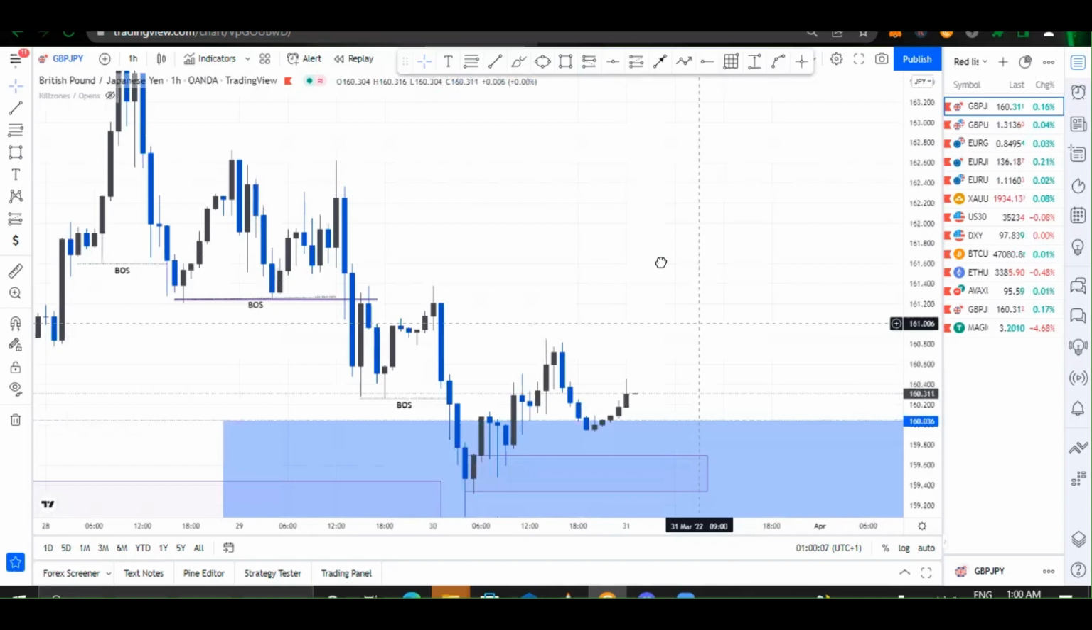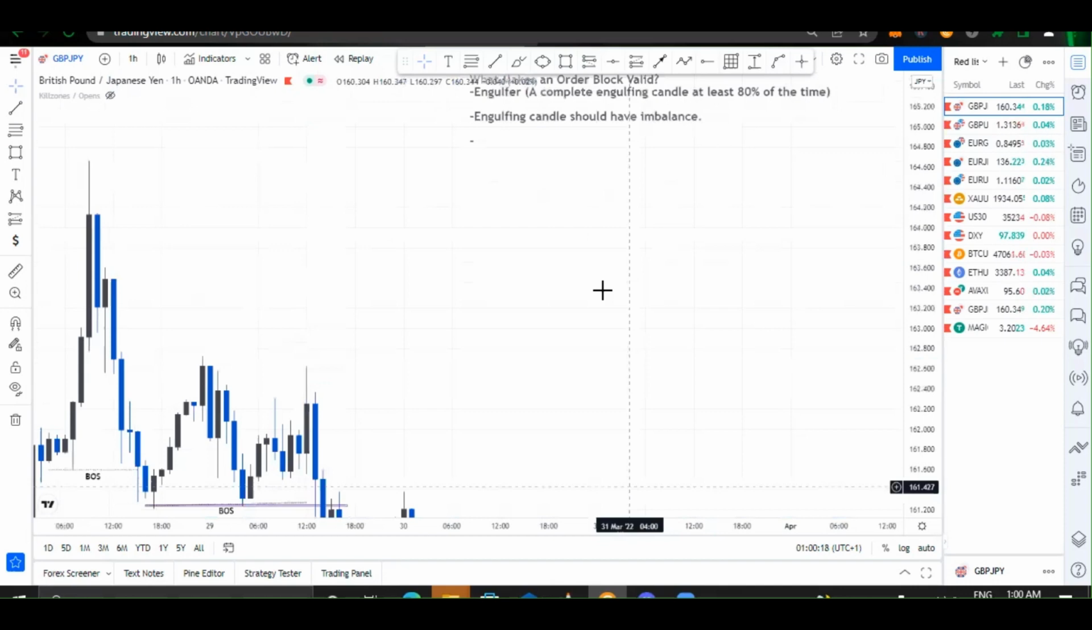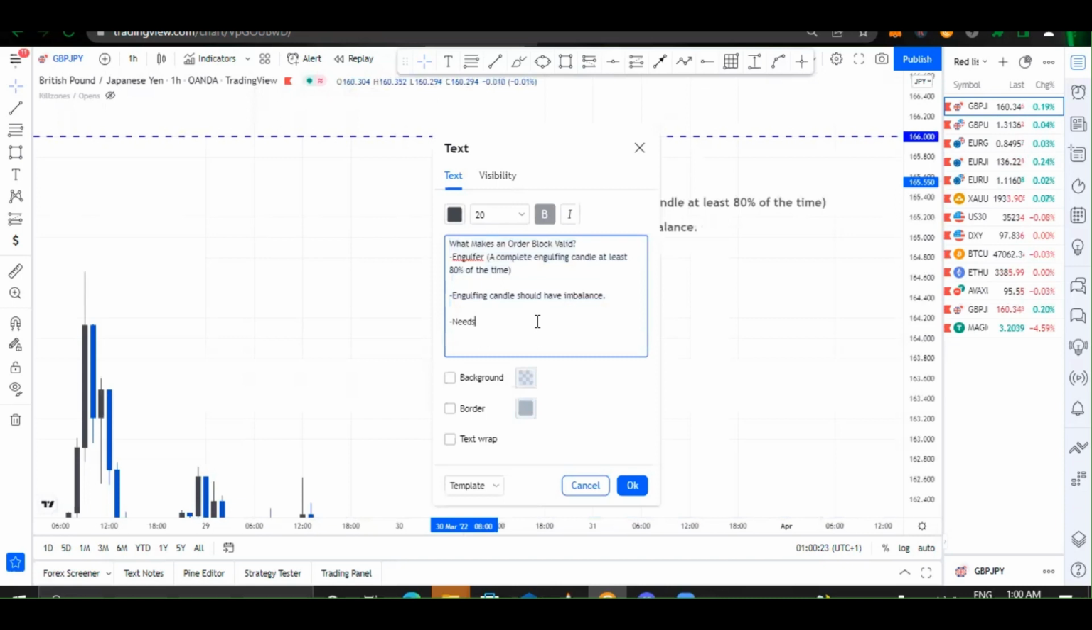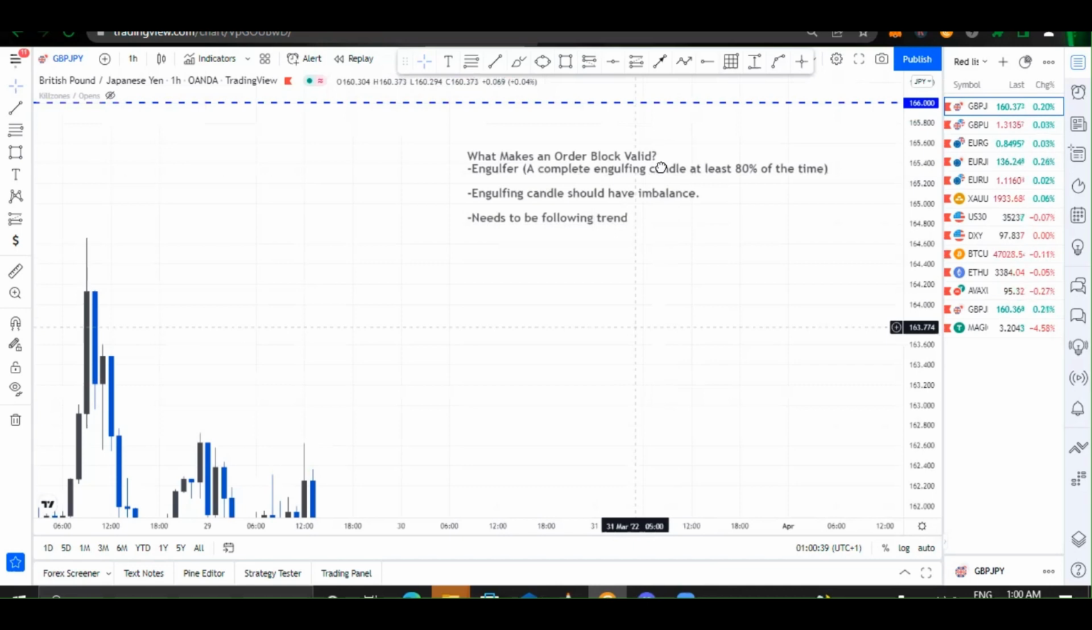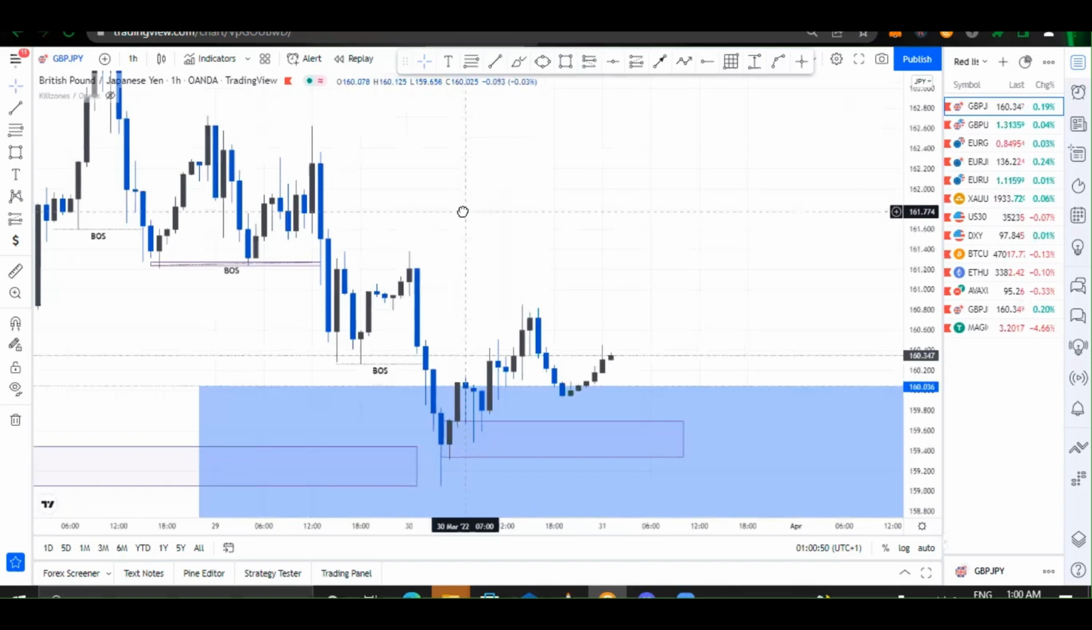So we have our order block. We have to move. It needs to be following trend. Yes, very important thing, it needs to be following trend. So we know that we are moving in the same direction. At least for now, I need to understand that it needs to be following trend. If you understand deeper by yourself, you can manipulate it into not following trend and then take an anti-trend trade. But for now, another block needs to be following the trend.